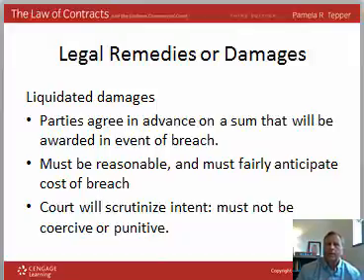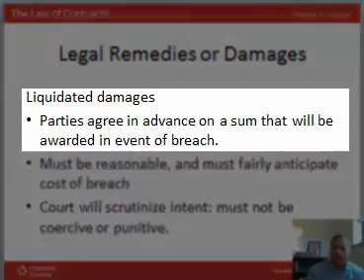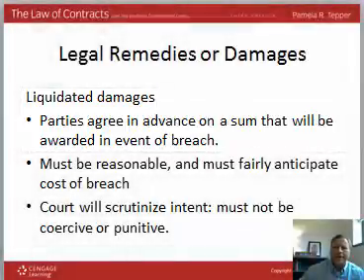Let's talk about liquidated damages. These are the kind of damage that we like to include in a contract. In business, we like certainty. We abhor uncertainty. And so we want to know up front that if one party or the other doesn't perform, what are the consequences? And that's where liquidated damages come in. It's where the parties agree in advance that a certain sum will be awarded in the event of a breach.